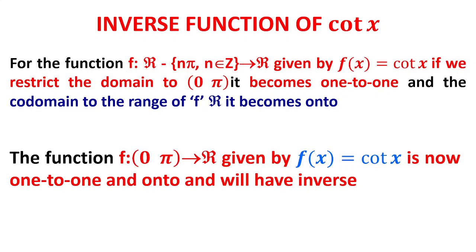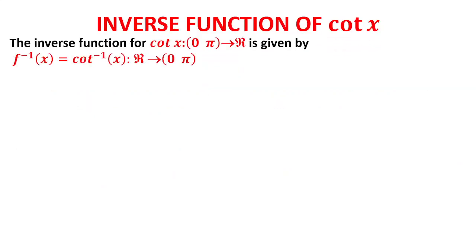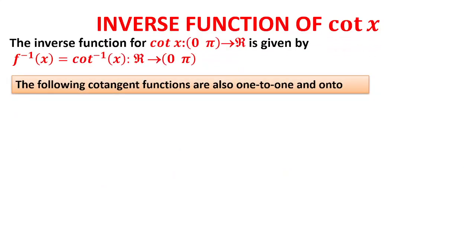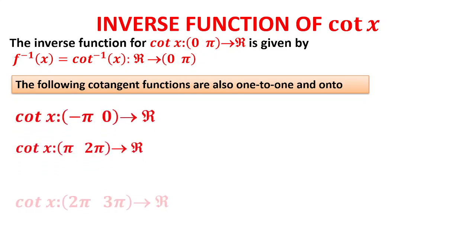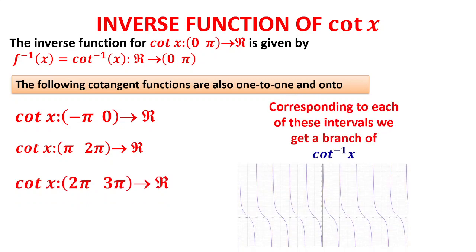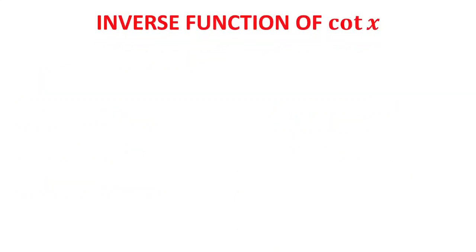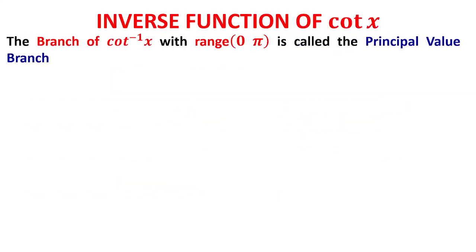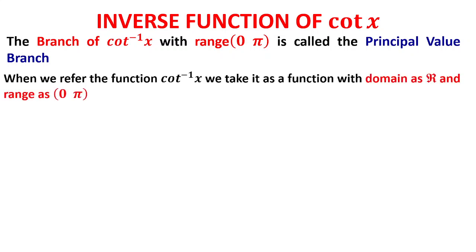Therefore, if you take this function f from 0 to pi to R given by f of x equal to cot x, it is one-one and onto, and its inverse is given by cot inverse x from R to 0 to pi, the open interval. Now there are so many branches where they will be one-one onto. So these are all the branches of cot inverse x, and from them we will take one branch, which is called the principal branch. That branch is 0 to pi. Both 0 and pi are not included because cot x is not defined at 0 and pi. Therefore, when we refer to the function cot inverse x, we take it as a function with domain R and range 0 to pi open interval.